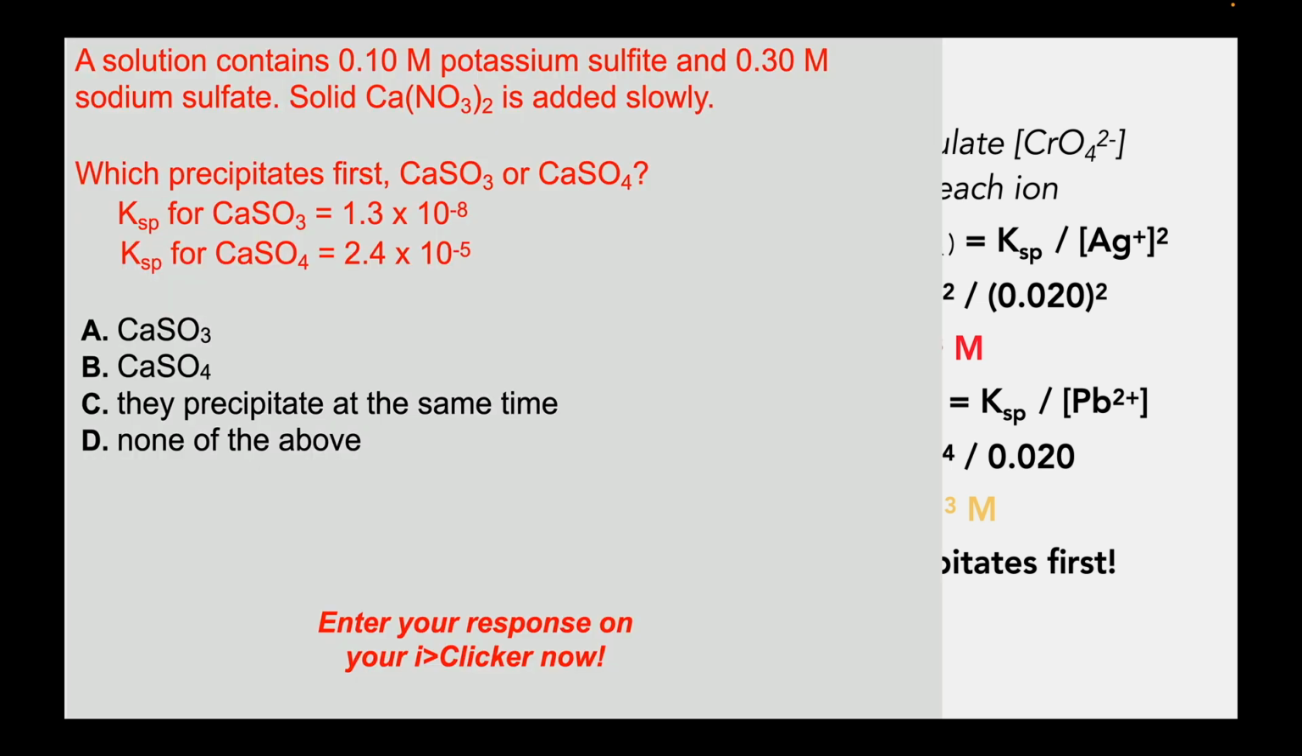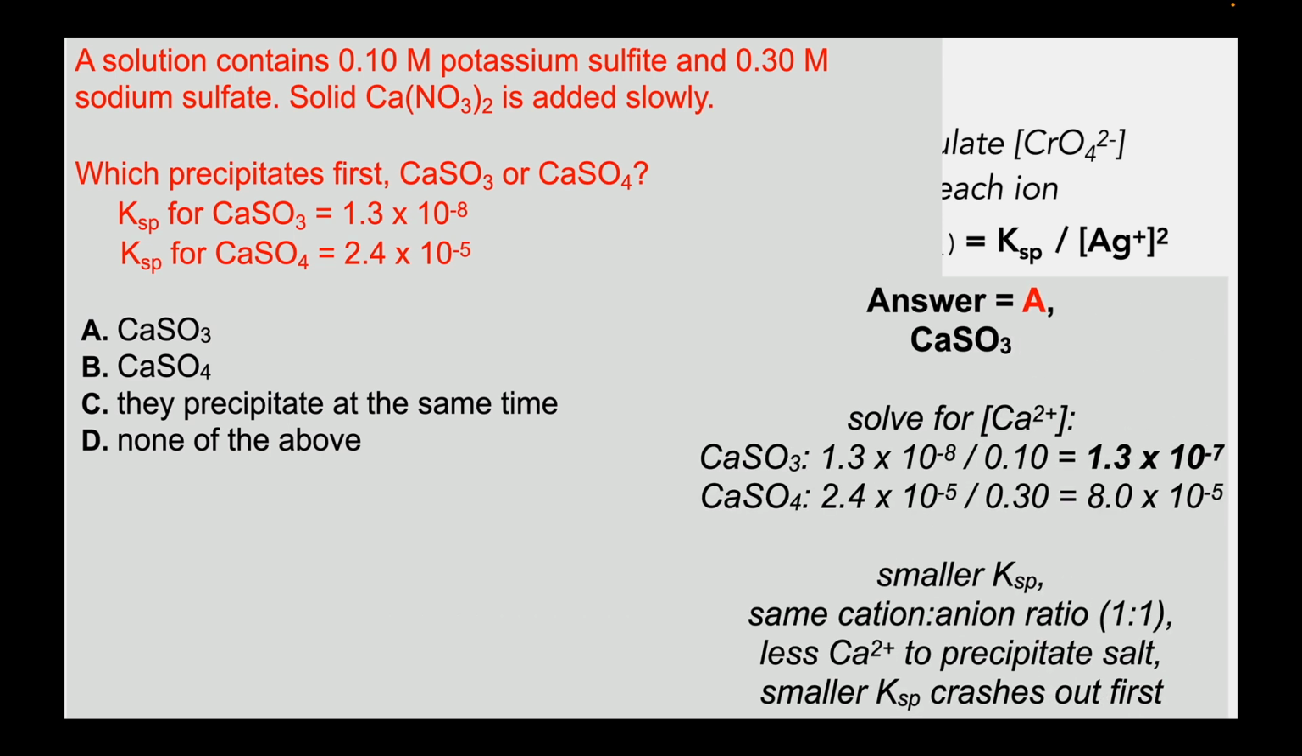In this problem, we have a solution that contains both sulfite, 0.10 moles per liter, and sulfate, 0.30 moles per liter. And we're slowly adding a calcium compound into the solution. And the question is, what precipitates first, calcium sulfite or calcium sulfate? And it gives the values for the KSPs. Now, most of the time, like I said, the smaller KSP will be the first one to precipitate. So you can see there that calcium sulfite is 1.3 times 10 to the minus 8th, and calcium sulfate is 10 to the minus 5, quite a bit bigger. So we would predict here, based on those numbers, calcium sulfite's probably the way to go.